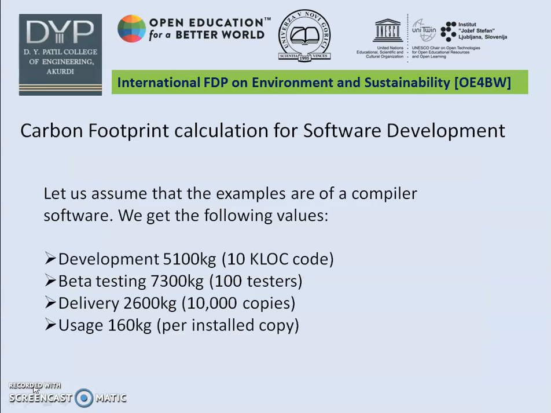So now let's assume the example of compiler software. The estimated values are, suppose we are considering the development phase, around 5100 kg CO2 emission per 10 K lines of code. For beta testing, around 7,300 kg CO2 emission per 100 testers. At the delivery phase, around 2,600 kg CO2 emission for 10,000 copies. And for usage, around 160 kg CO2 emission per installed copy.